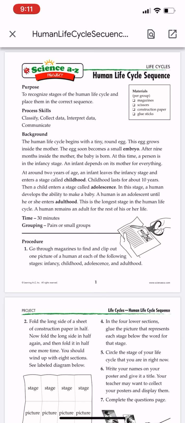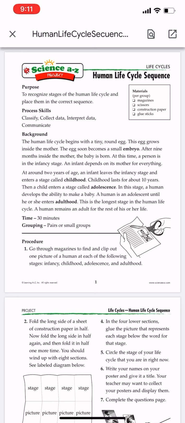The materials you're going to need per group are magazines, scissors, construction paper, and glue sticks. If you don't have magazines to use for this project, that's okay. You can use pictures around your home of a human life cycle that you can create yourself.